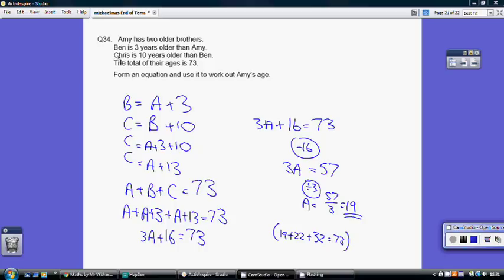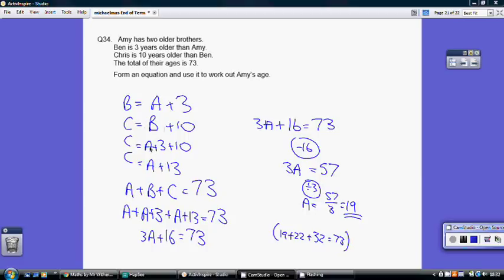Now what's the second fact I've been told? Chris is 10 years older than Ben. So Chris's age is Ben's age plus 10. Now just looking at this one, so C is B plus 10, but I know that B is A plus 3. So I can substitute this A plus 3 and replace the B with that.